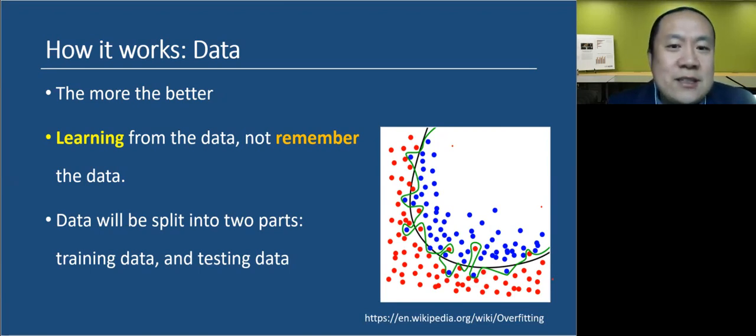In machine learning, sometimes we call it overfitting. So don't try to do that. It will harm the results in the future.